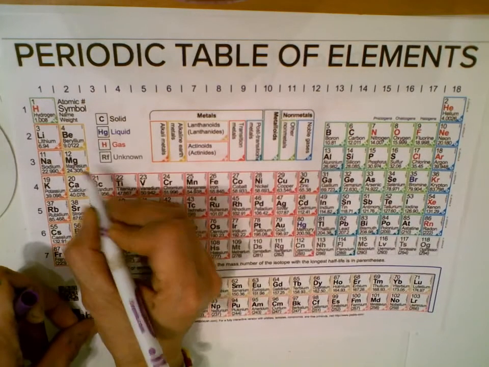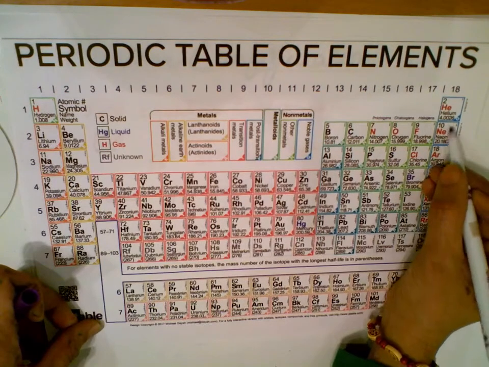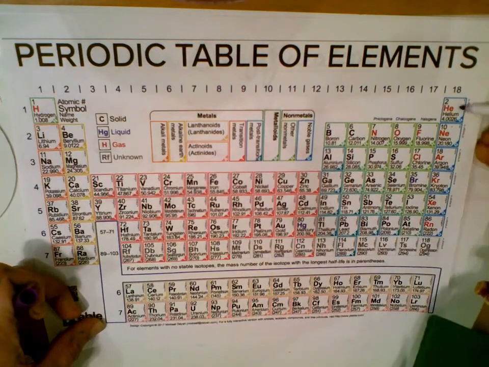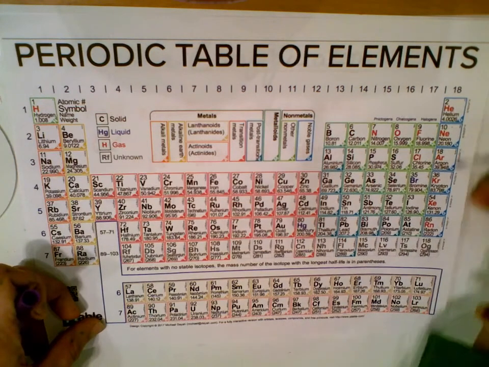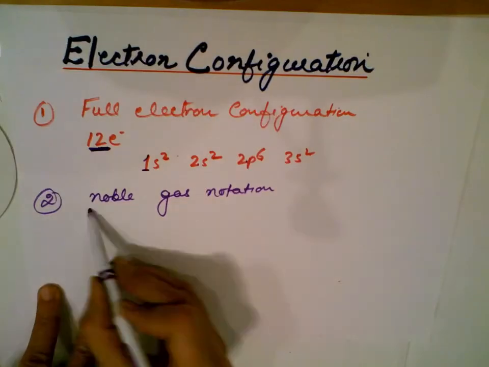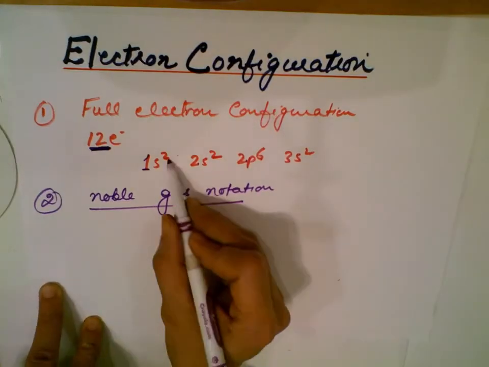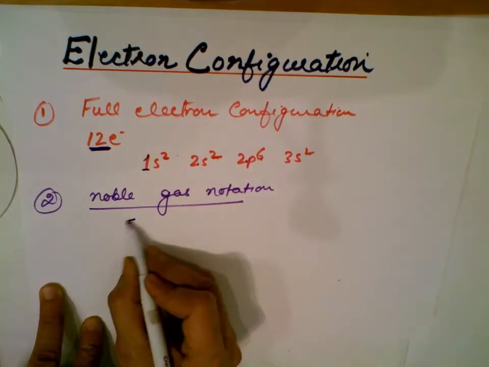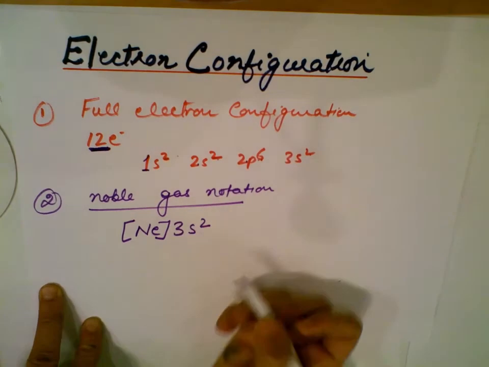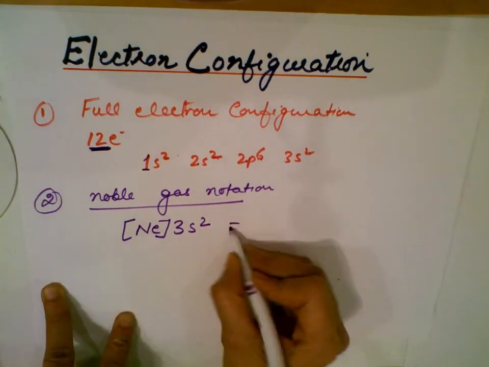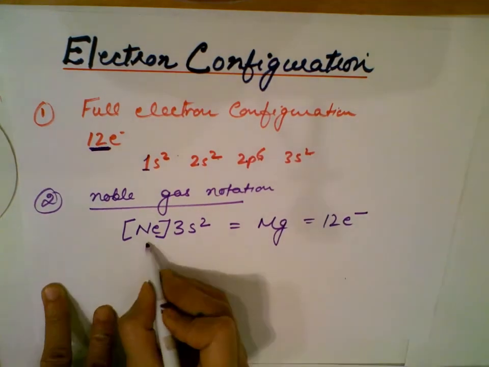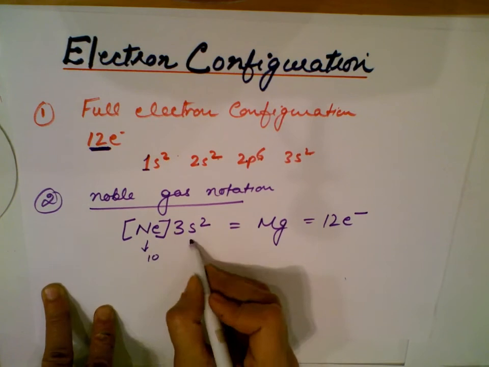Before magnesium, I had neon that has 10 electrons. Neon is the closest noble gas to magnesium. Elements in the last group are the noble gases. So here neon is 10 electrons. How do you write the noble gas notation? Instead of these 10, 2 plus 2 plus 6, you're going to write Ne, and then you write just this one, followed by 3s2. So this is equivalent to magnesium, which is equivalent to 12 electrons, because this one is 10 and this one is 2.